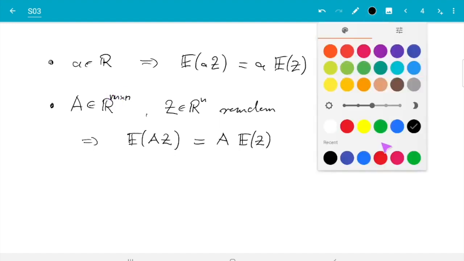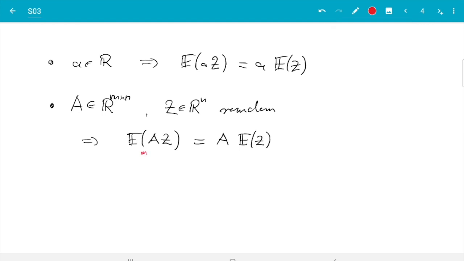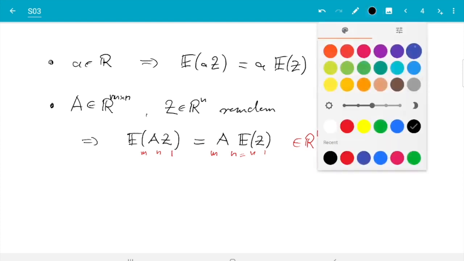So let me just write the dimensions here. Well, A is m times n, and z is n times 1, if you want it like that. So that is m times 1, and here A is m times n, and the expectation doesn't do anything, so that must be equal, and z is n times 1. So whatever that whole thing is, it's in R^(m×1), which is the same as R^m. Good. So let's do one more proof here, namely the proof of that equality.